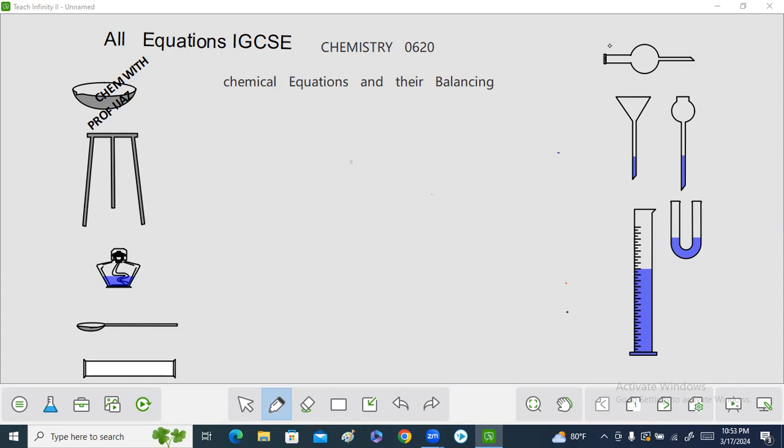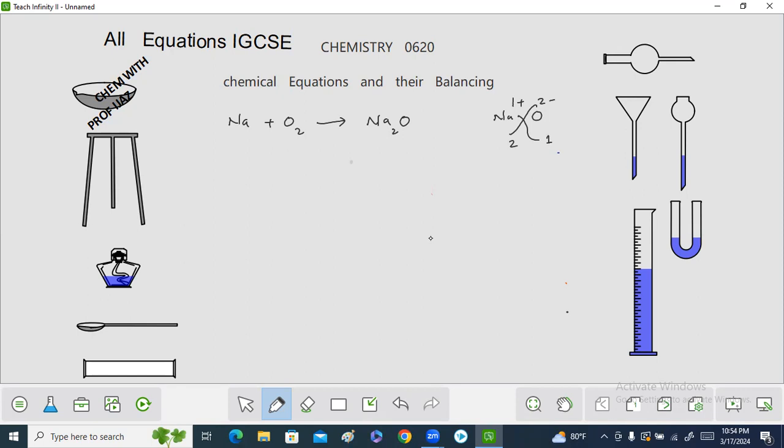Today's topic is a very interesting topic, writing and balancing chemical equations. So let's start from group 1, sodium. If it reacts with oxygen, the product is sodium oxide. Sodium is 1 positive, oxide is 2 negative. So if we exchange the numbers without signs, we will get the formula. Na2O is the formula of sodium oxide.